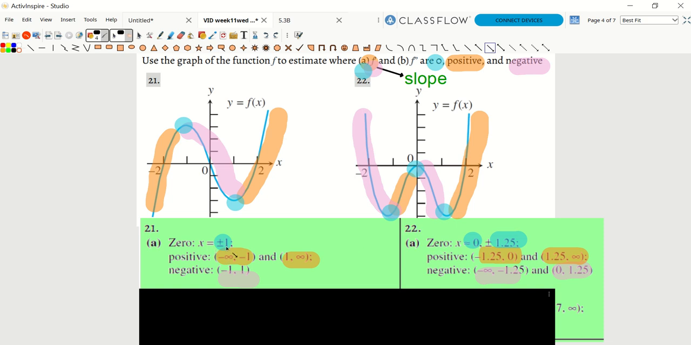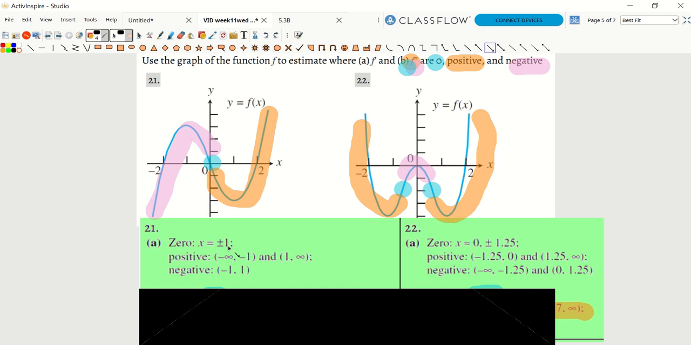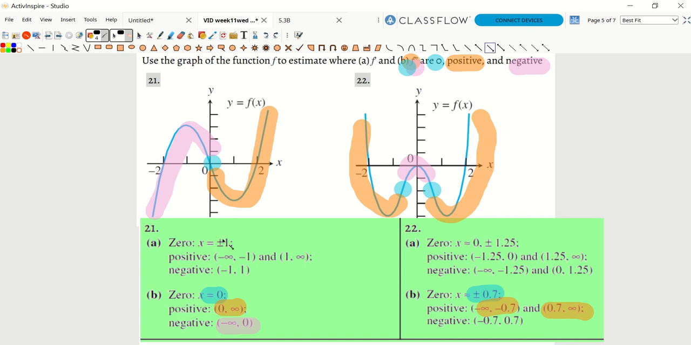Now, let's look over at f double prime. I don't want you to pay attention to these right here, because that's for f single prime. So now for f double prime, we have to switch our glasses. When f double prime is positive, we're looking at concave up. When f double prime is negative, we're looking at concave down.